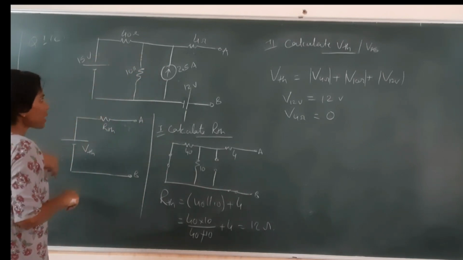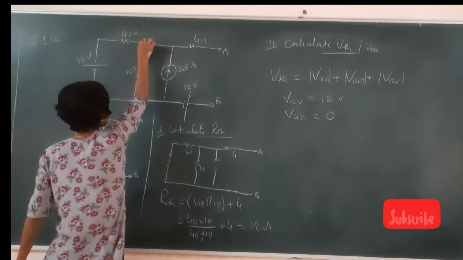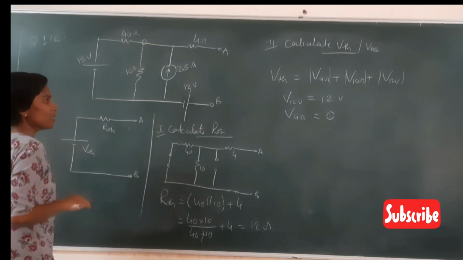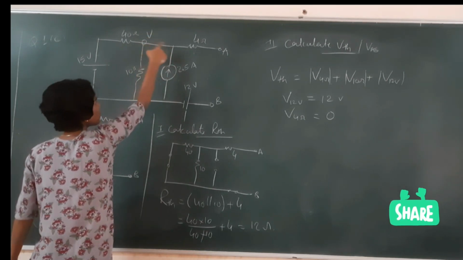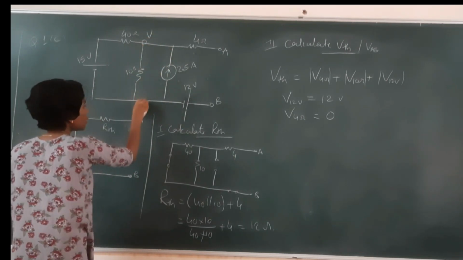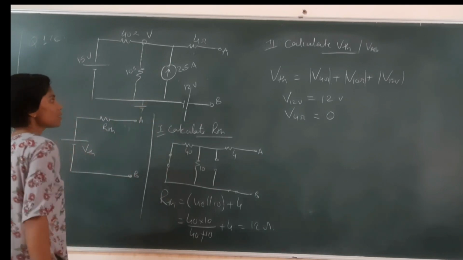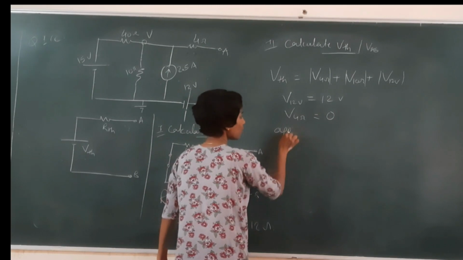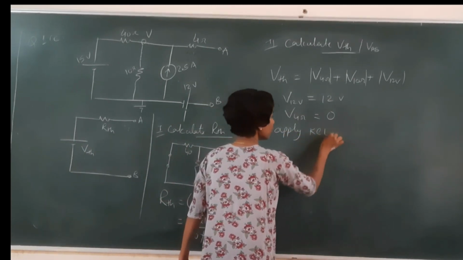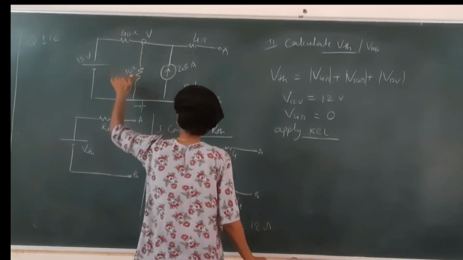So what technique can we apply here? We can apply various techniques. Right now I am applying node analysis, okay? So this is the voltage V. This will be the same node, right? And this is another node, so I am taking it as the reference node. So I am applying nodal analysis, that is KCL, okay?